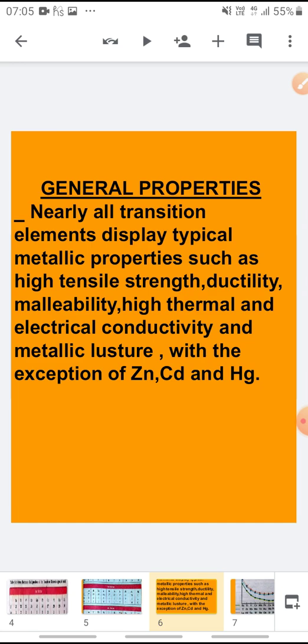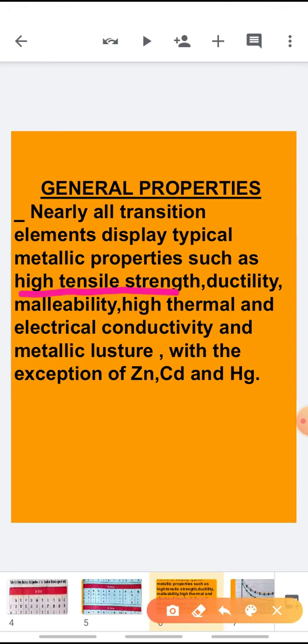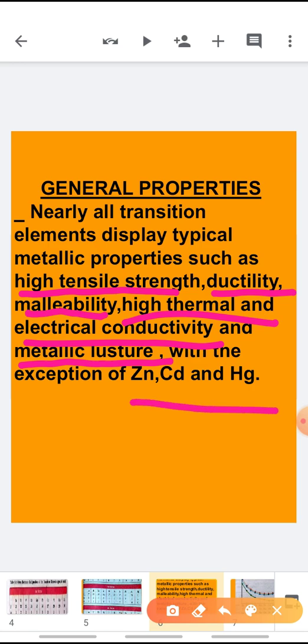Now if we come to the general properties of transition elements, you can say all the transition elements are metallic. They show typical metallic properties such as they have high tensile strength, they are ductile. You all know the meaning of ductility, malleability. They have high thermal and electrical conductivity, which is a typical property of a metal. They have lustre like metal. They are shiny, with the exception of zinc, cadmium and mercury.